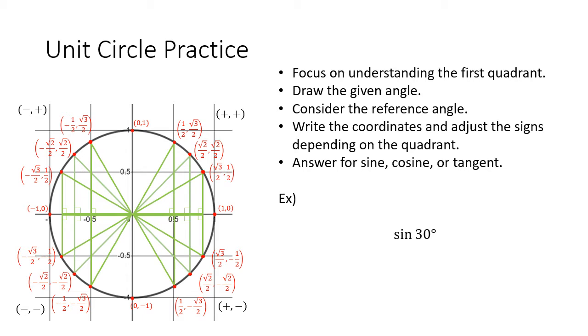Okay, I want to know what's the sine of 30 degrees. Boom, right away, that's already in my first quadrant. That should be one of the ones I know. So a 30-degree angle, it's root 3 over 2, comma 1/2. I'm asking for the y value because it's sine, so the answer is just 1/2. That's it. Let's try another one.